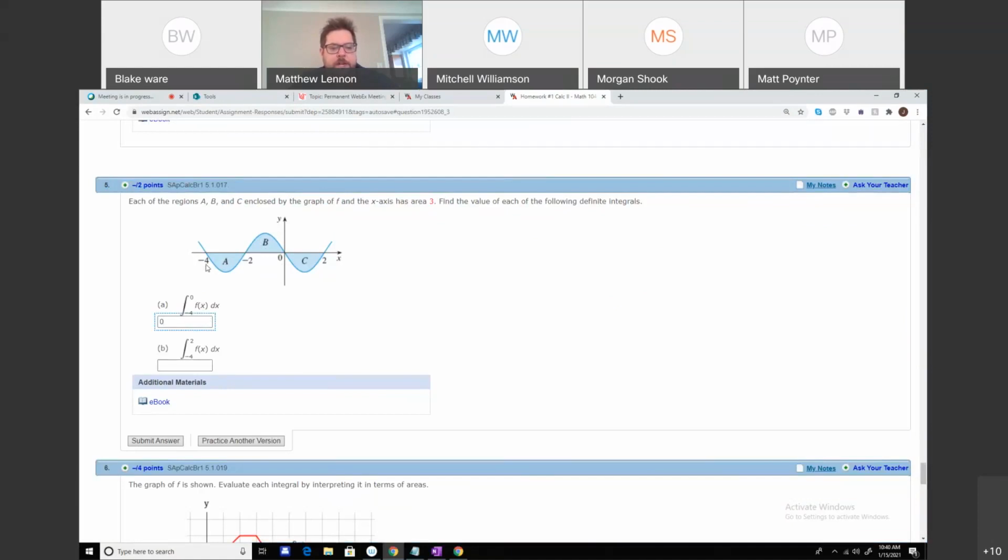For B, we're going from -4 to 2. So -3 plus 3 minus 3, that would come out to -3. So that one's pretty easy. We just have to read the instructions closely, because if you read them in a cursory fashion, you might overlook that the area is exactly 3 there.